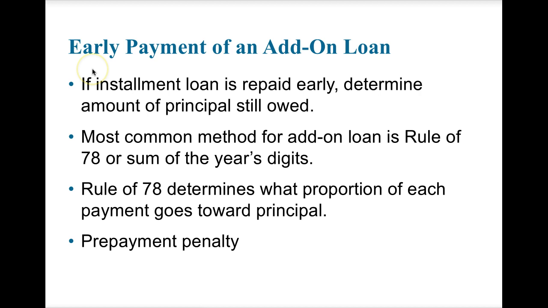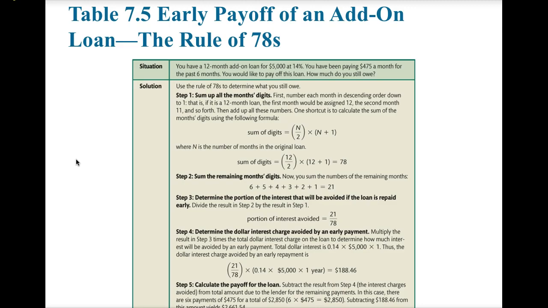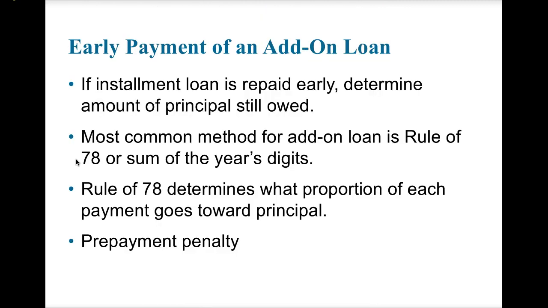Now, let's talk about an early payment on an add-on loan. If an installment loan is repaid early, you want to determine the amount of principal still owed. The most common method is the rule of 78, or the sum of the year's digits. The rule of 78 determines what portion of each payment goes towards paying the principal. We're going to talk about this table here in a second, which has the calculations.